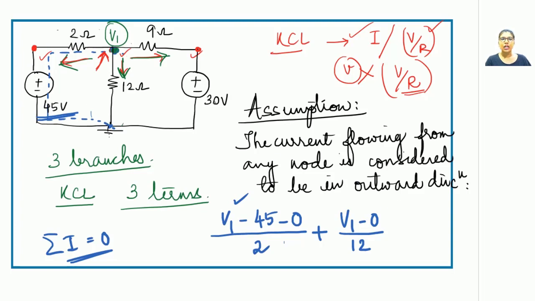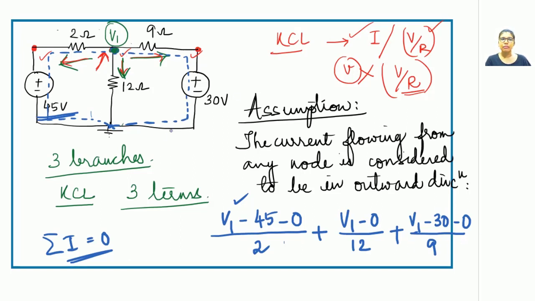Now coming on to the last branch. Since the current is flowing in the outward direction, the current will start moving out from V1. It will traverse along the 9 ohm resistor, pass through 30 volts, and finally it will reach the ground. So of course we will come across another voltage source. While traveling from V1 and reaching this 30 volts, what is the last sign that was encountered? It is a minus. So it will be V1 minus 30 minus 0 upon 9.